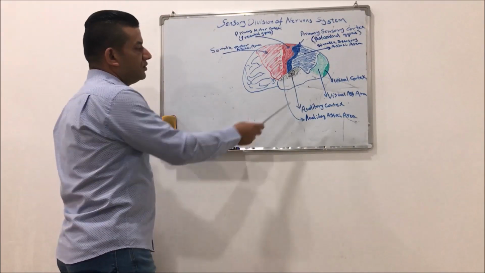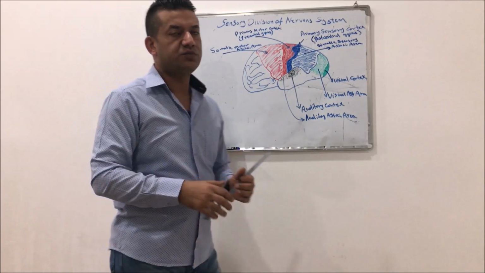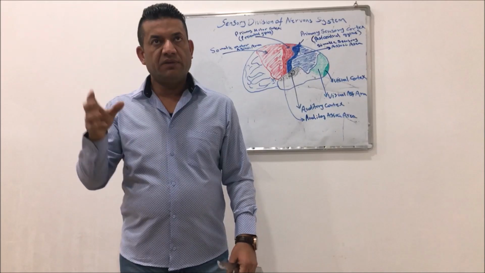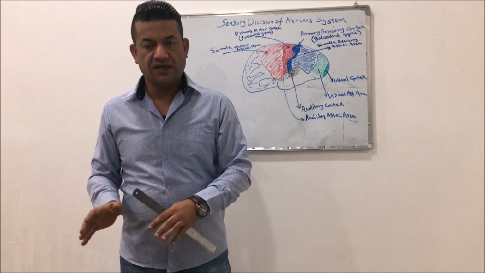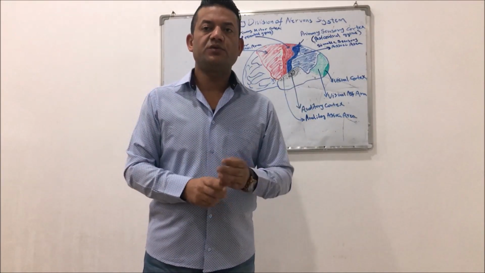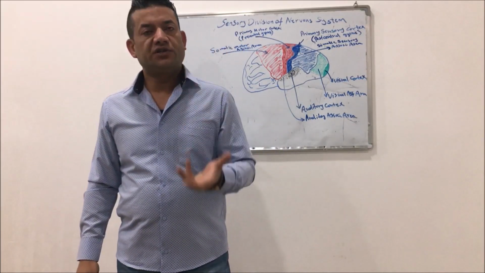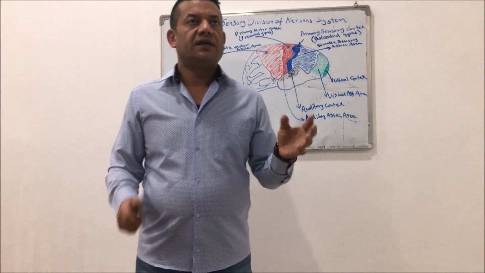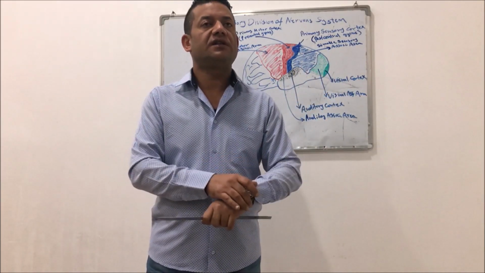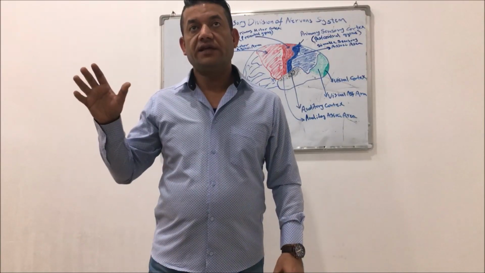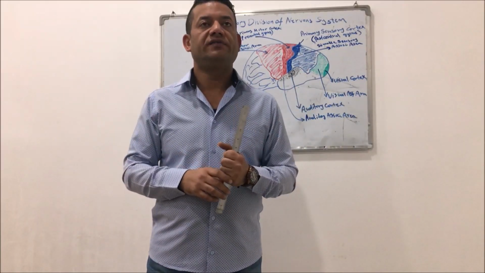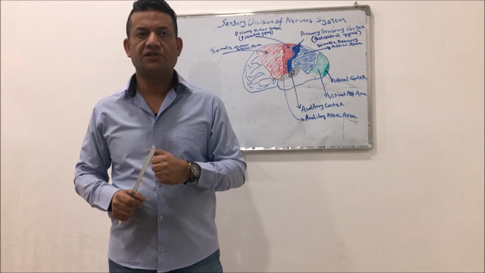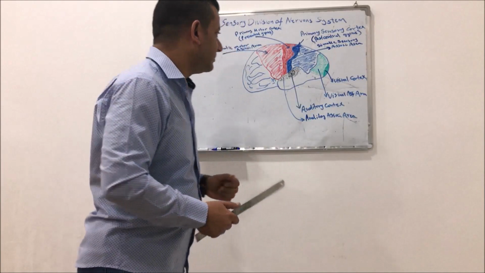And another example is the auditory area. The auditory area is responsible for sensation of audition, but the auditory association area is responsible for what? Responsible for interpretation or explanation of the ideas and situations that are related with what? With the audition, with the sound we have here. And we have explained that in previous lectures in terms of the nervous system.